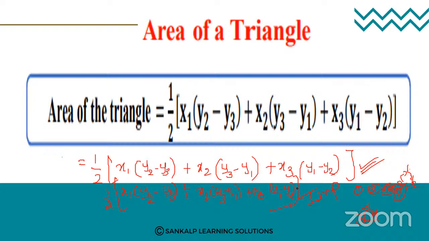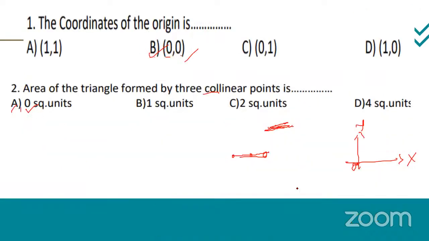Okay, next, what did we see? The coordinate of the origin. Remember, the coordinate of the origin. When they say origin, always the origin is here, means it is 0. Okay, next, when they ask the coordinate of the origin, the x axis will be 0 and the y axis will be 0. So the coordinate of the origin is (0, 0). This one is the correct answer.